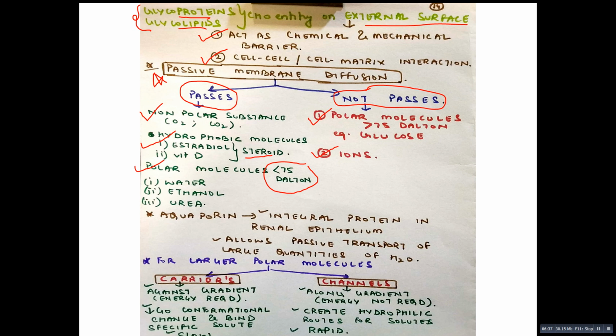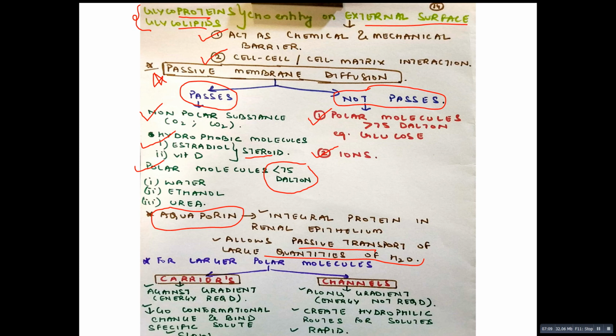Now I want to mention at this point certain large channels known as aquaporins, which are present in the renal tubular epithelium. They allow the passive transport of large quantities of water present in the kidney. So how do these polar molecules which are more than 75 Dalton pass?